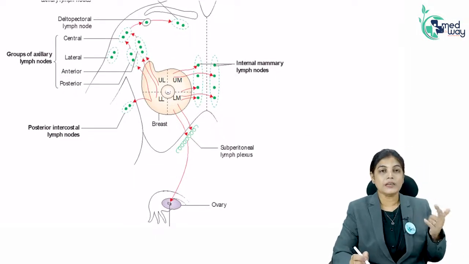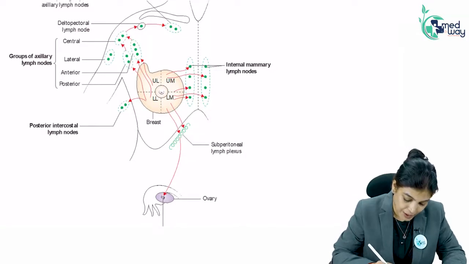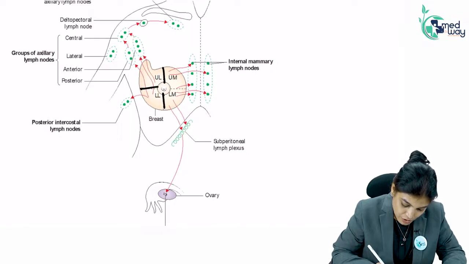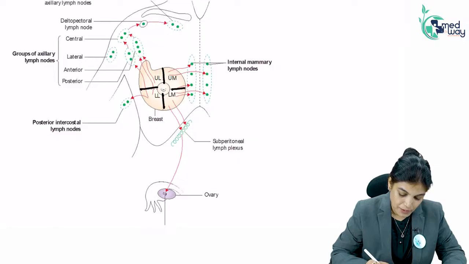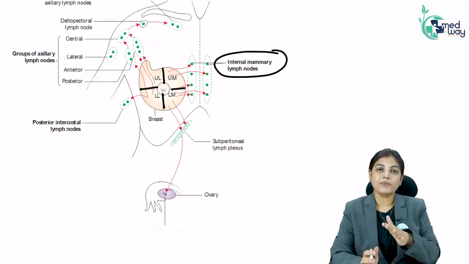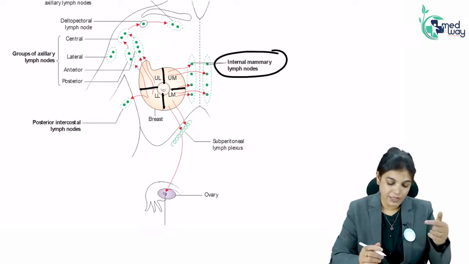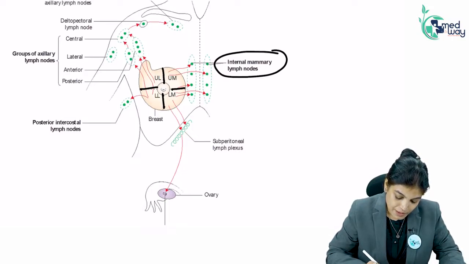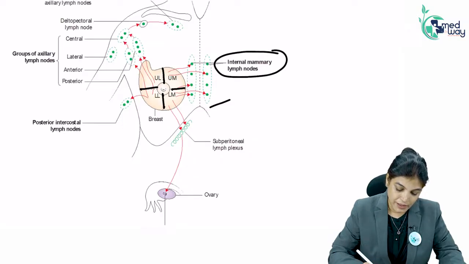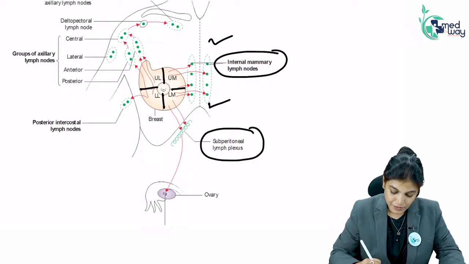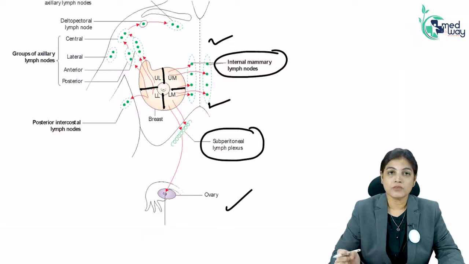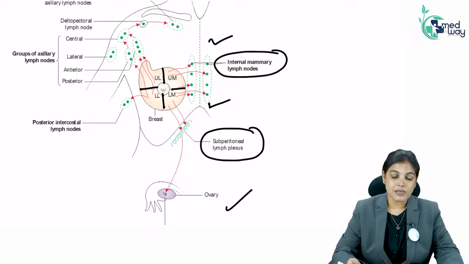For understanding this properly, we have divided the whole of the breast into 4 quadrants. If I talk about the upper medial quadrant, it drains into the internal mammary lymph nodes of the ipsilateral side and also of the contralateral side. The lower medial group also drains lymphatics to the internal mammary group of lymph nodes, and a few of the lower medial quadrant lymphatics will form the subperitoneal lymphatic plexus and can also communicate and get deposited in the ovary, forming Krukenberg secondary tumors. So that is the subperitoneal, subdiaphragmatic lymph nodes.